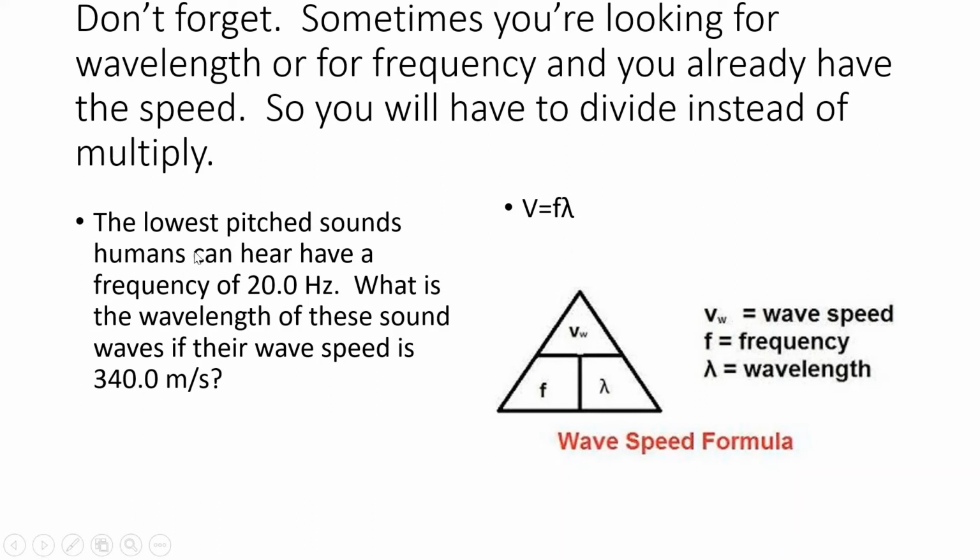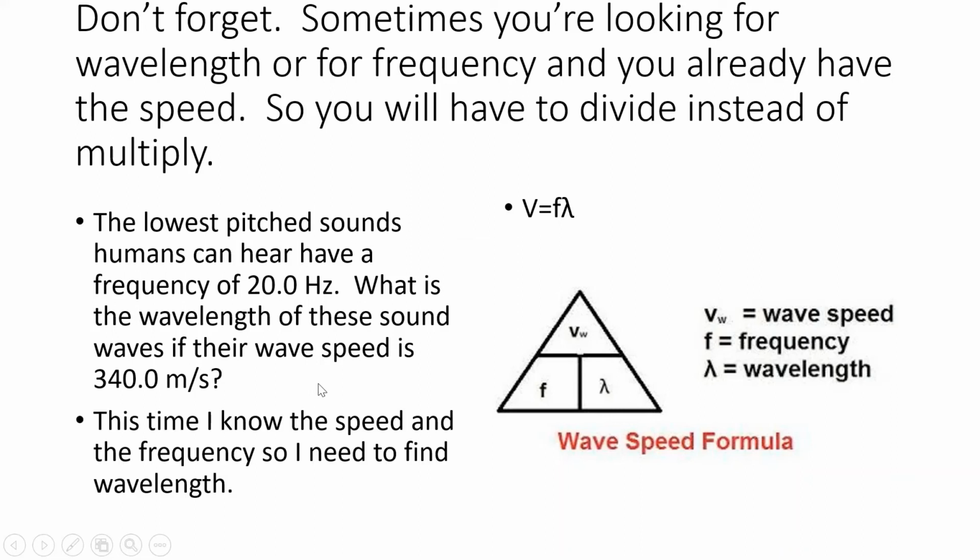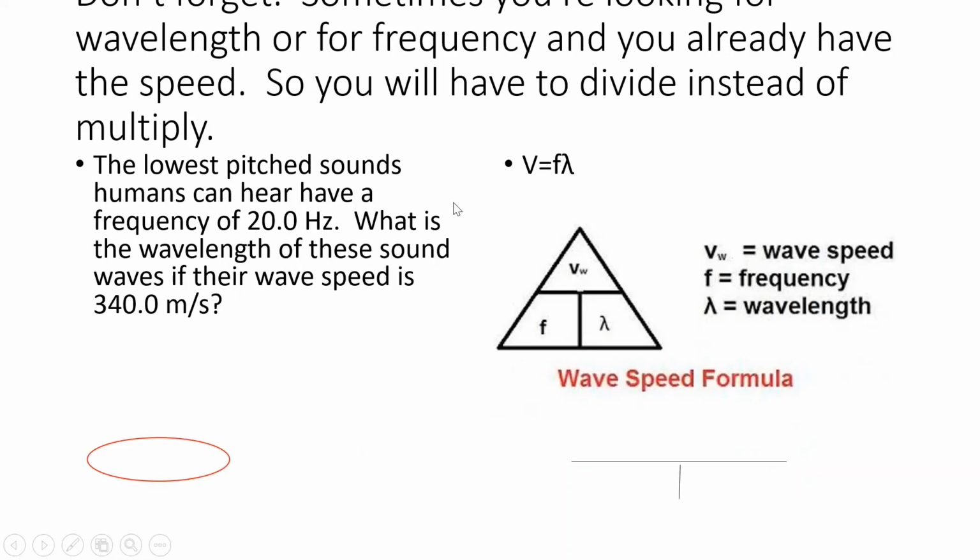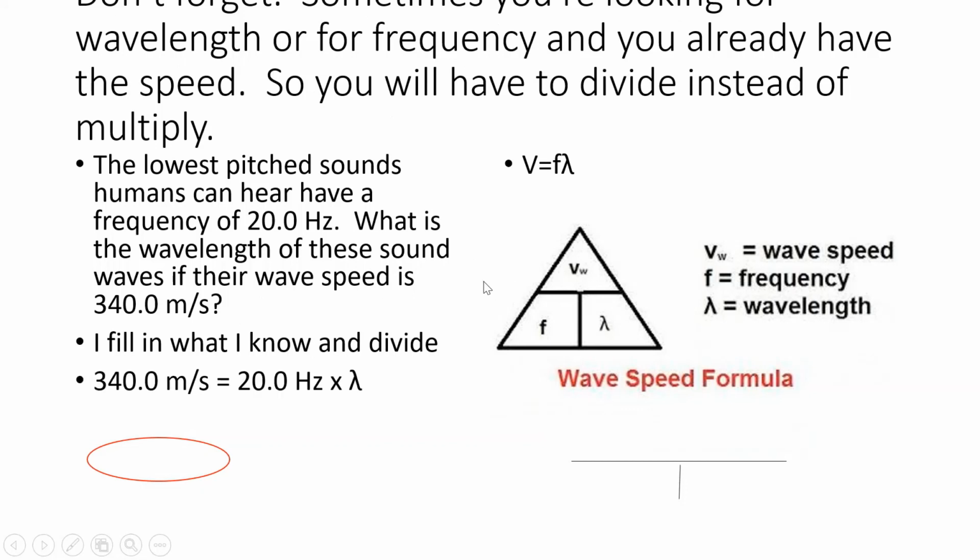All right, so here's our problem. The lowest pitch sounds humans can hear have a frequency of 20 hertz. What is the wavelength of these sound waves if their wave speed is 340 meters per second? So this time I know the speed and the frequency, and I'll be looking for wavelength. So using the triangle, I fill in what I know, but this time I have to divide.